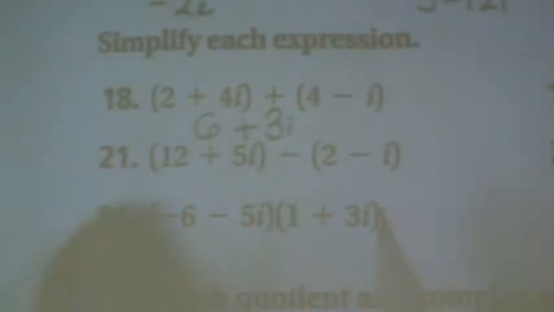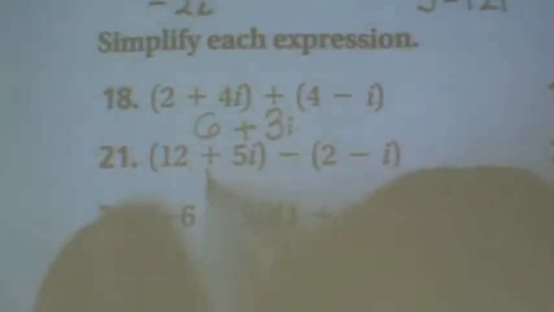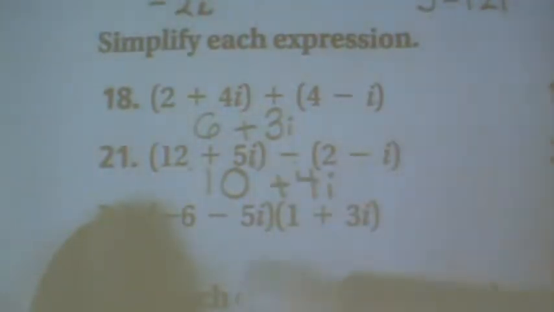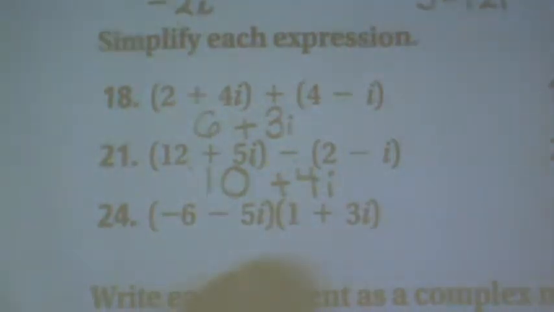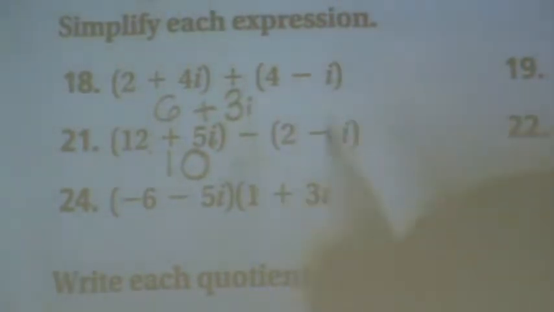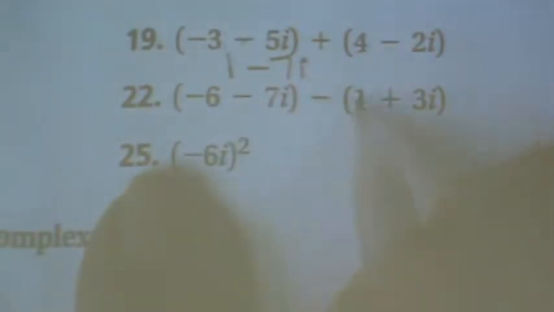21, 12 minus 2 is 10, and then 4i. 5i minus, I'm sorry, this is going to be 6i, because 5i minus a -1 is 6. 22, this one is going to be -6 minus 1, which is -7. And then -7i minus 3i is -10i.